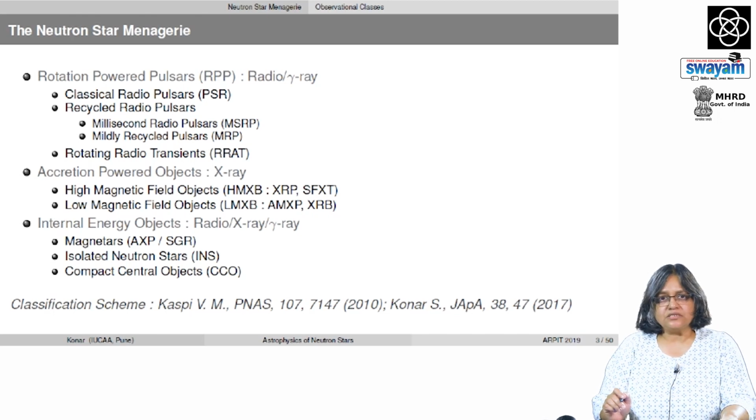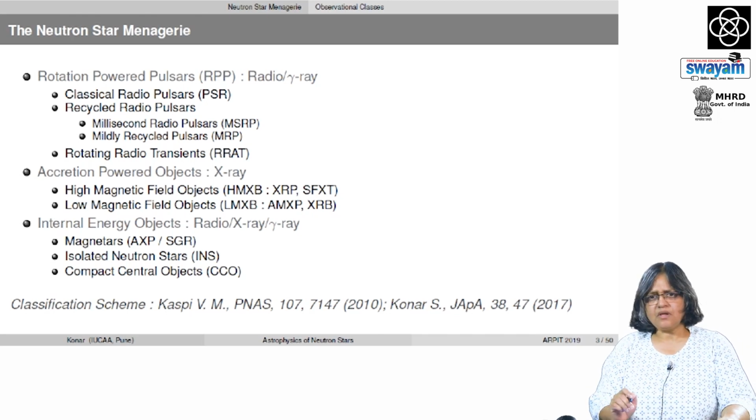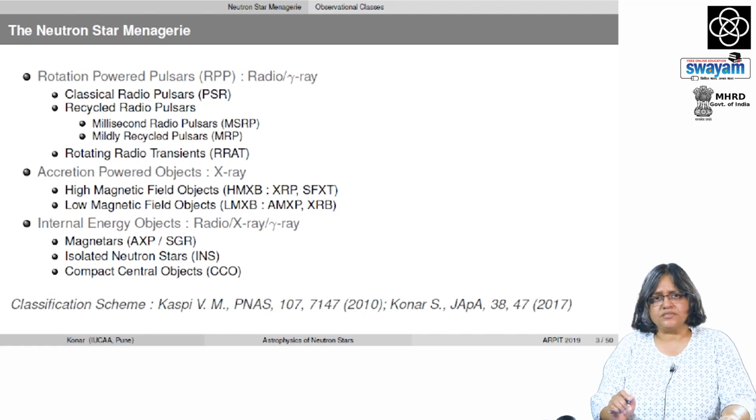So, the first class is that of rotation powered pulsars, and they are seen in radio, and in recent times many of them have been seen in gamma rays, and some of them are also visible in optical, etc. Now, first we have the classical radio pulsars, meaning reasonably high magnetic field, 10 to the power 10, 10 to the power 11 to 10 to the power 13 Gauss, and reasonably slow spin period, the median spin period is about 1 second.